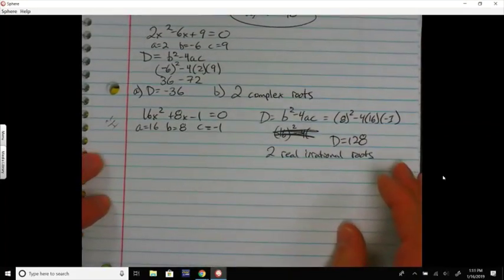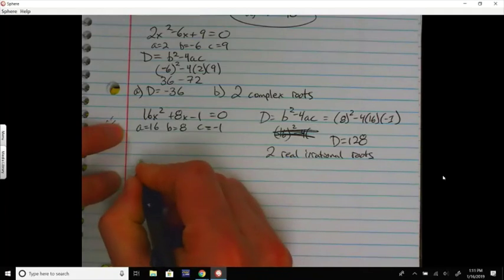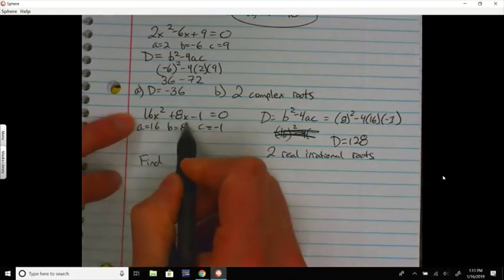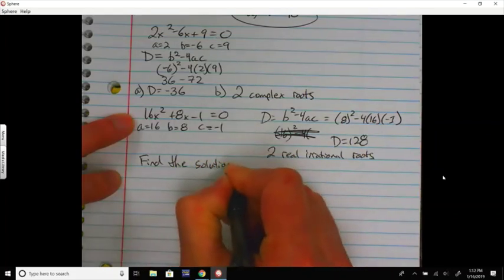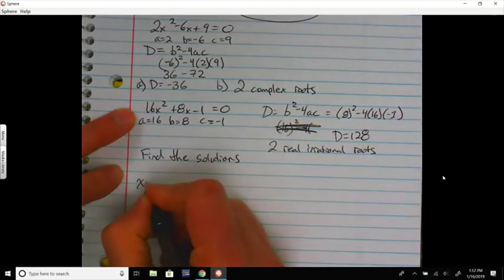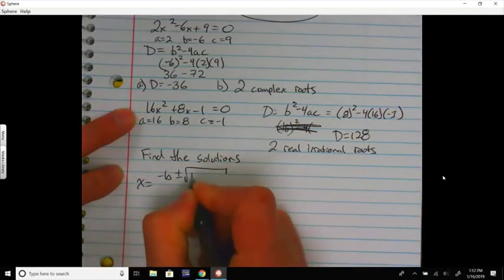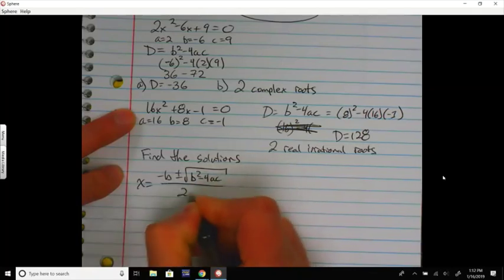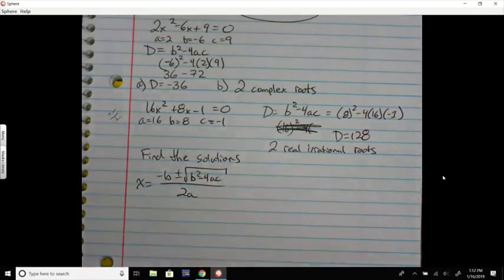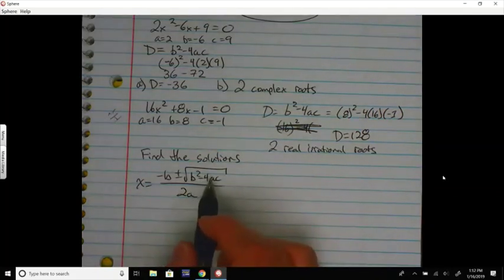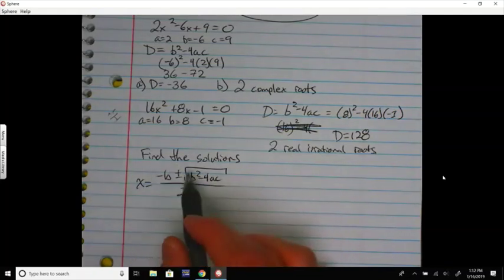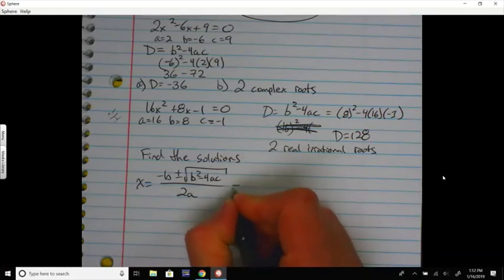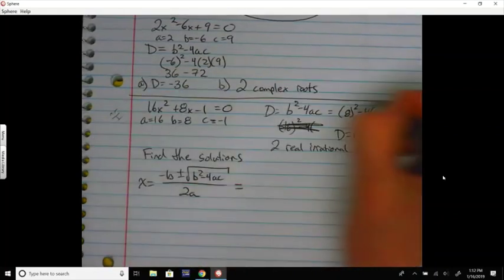All right, so let's take this last one we had, 16x squared plus 8x minus 1 equals 0. Let's find the solutions and finish this problem up. So x equals the opposite of b plus or minus the square root of b squared minus 4ac, all over 2a. We have already calculated the b squared minus 4ac. We just need to plug in these other 2 values and do some simplifying. We're doing the same one that we wrapped up with.